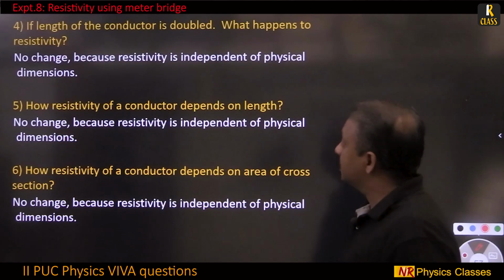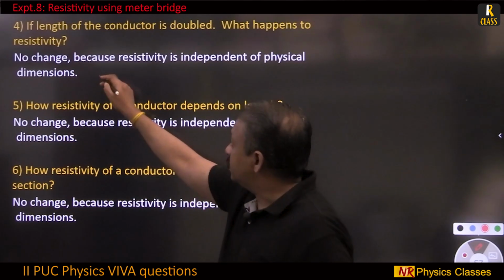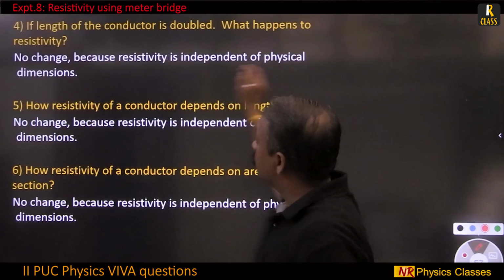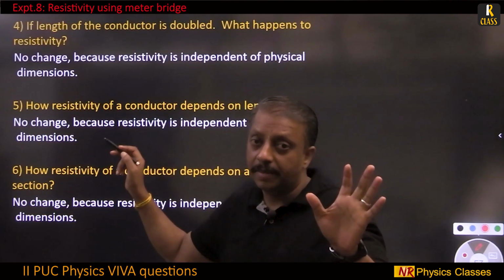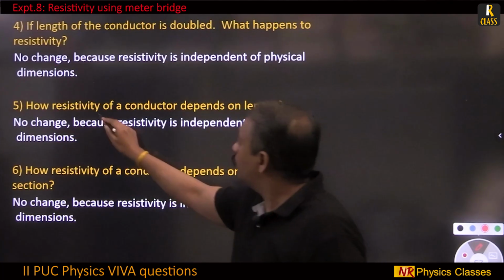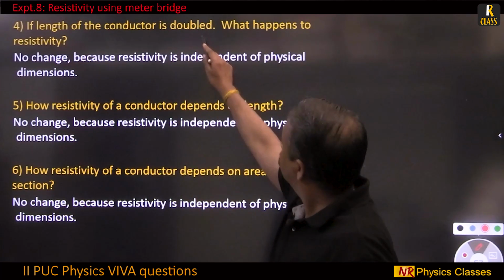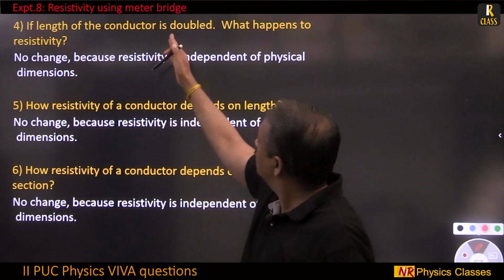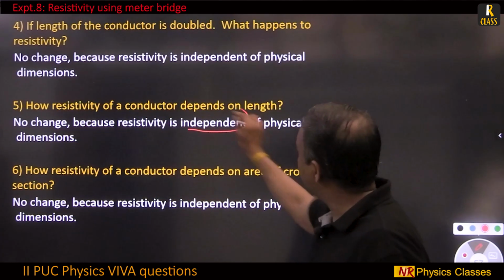If length of a conductor is doubled, what happens to resistivity? No change, because resistivity is independent of physical dimensions. Resistance depends on physical dimensions, meaning length and thickness. How does resistivity of a conductor depend on length? No change, it is independent.